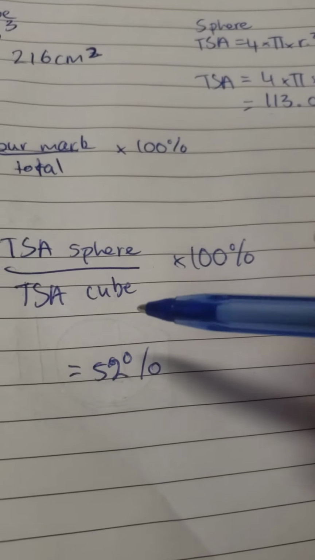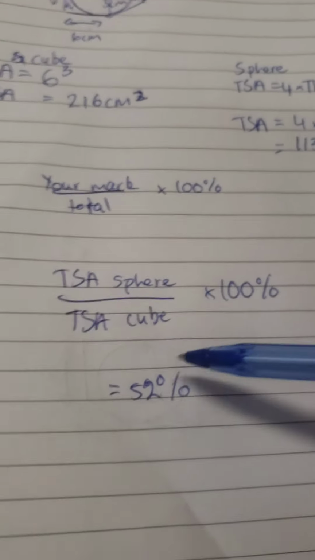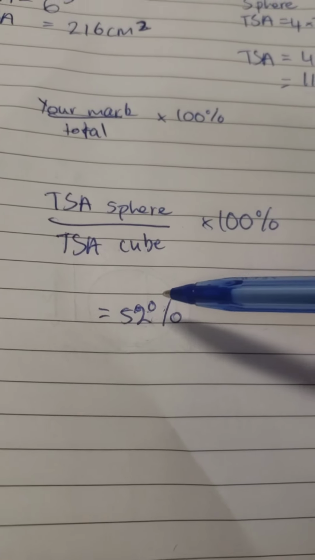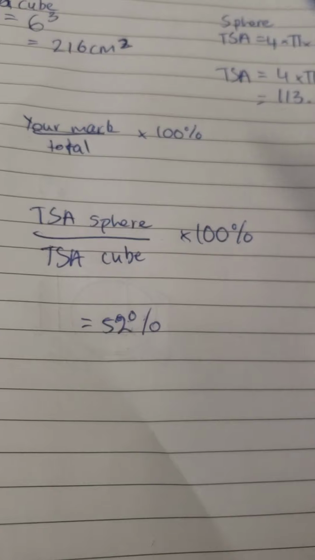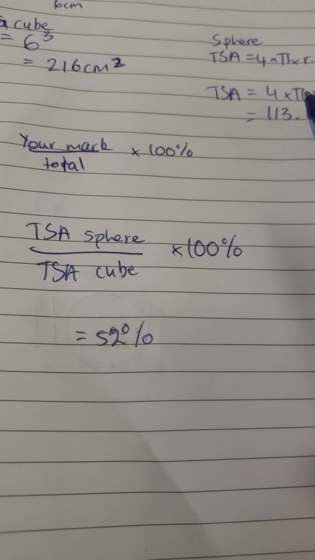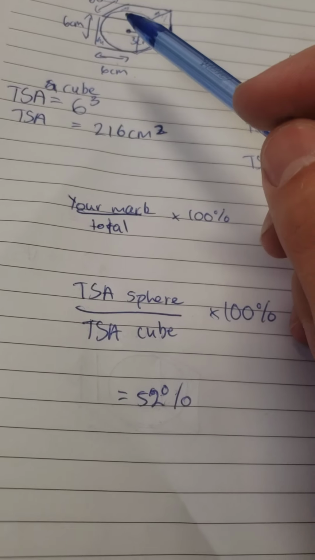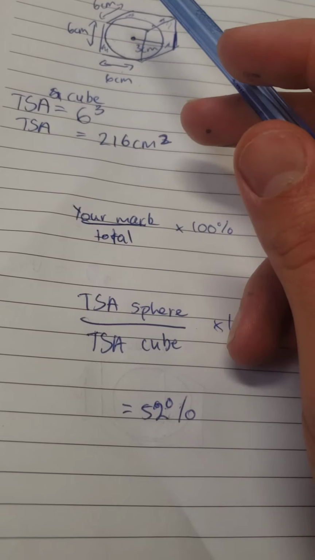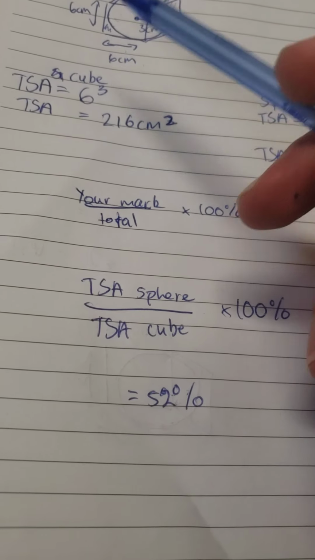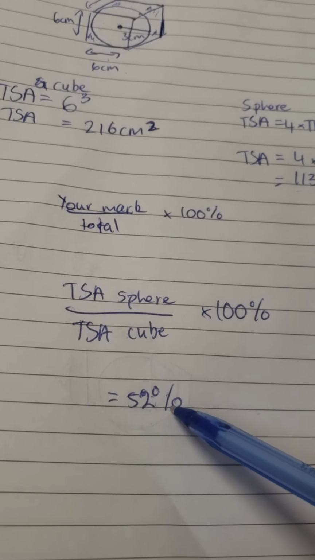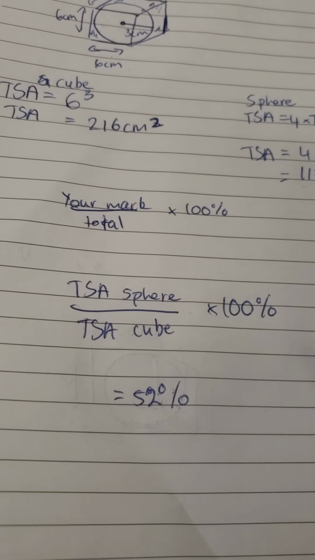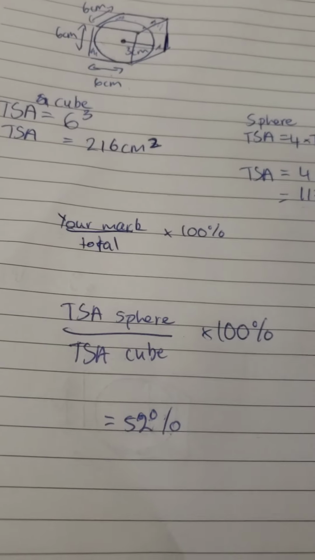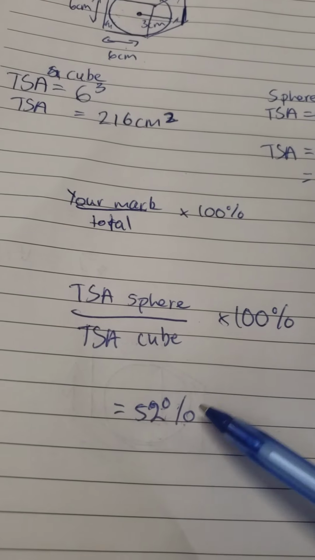So the proportion of the sphere's total surface area to the cube's total surface area is 52%. It's just above half of it. Now the thing to test, guys, would be to make sure that whatever length you use for the cube will still get you this 52%. A little bit of exploration there. Use whatever you want. You don't have to use the 6. Hopefully it'll come out as this.